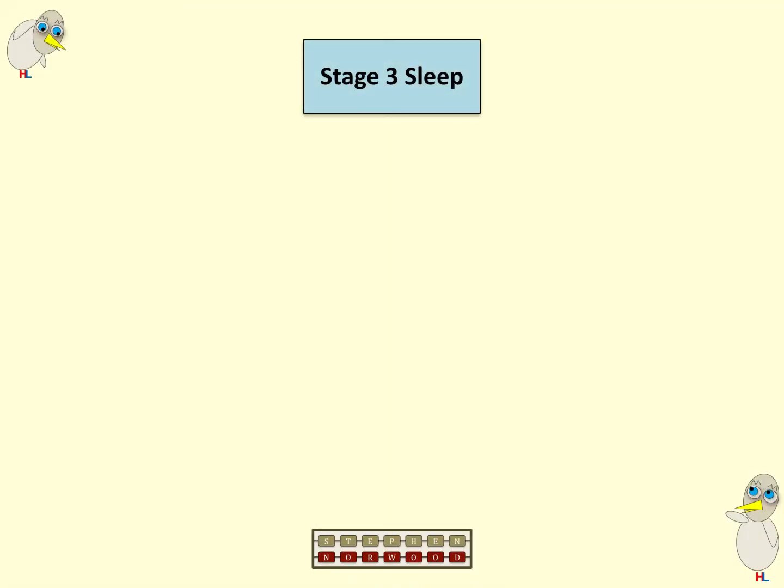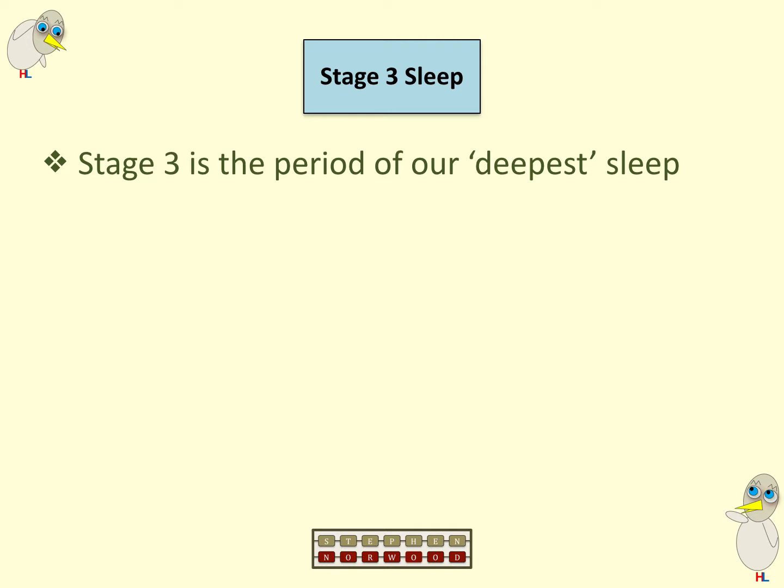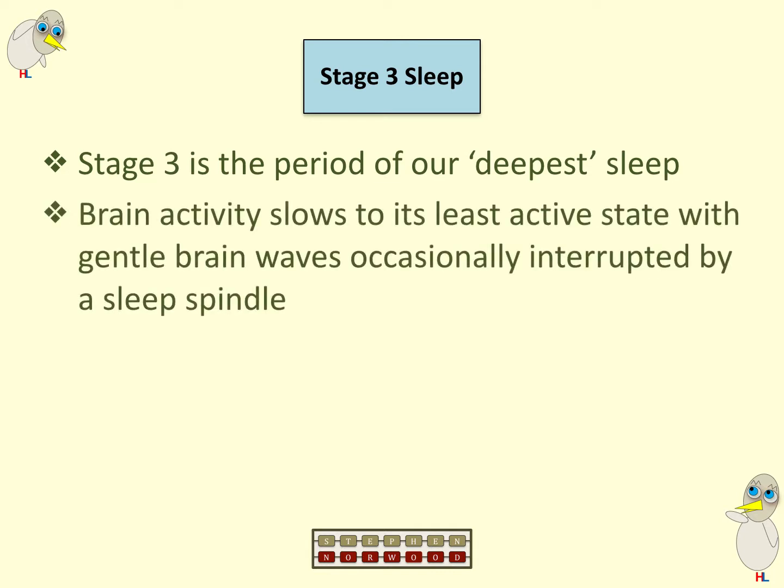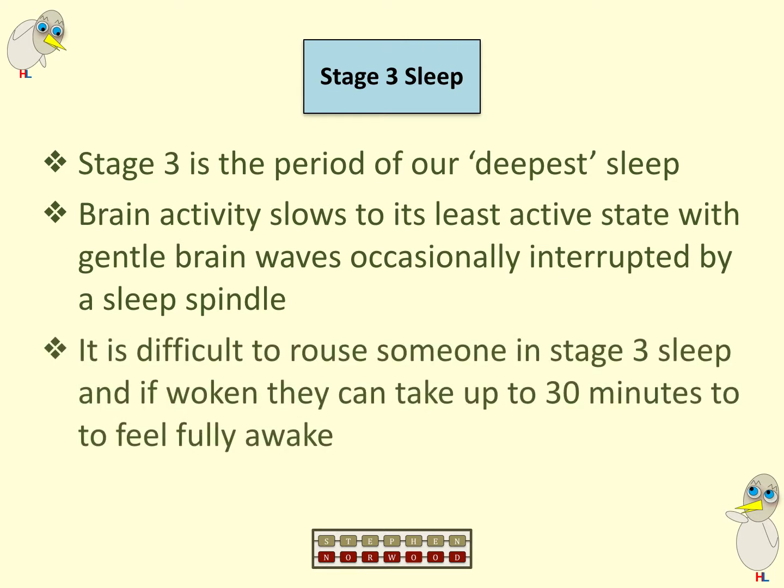Stage 3 sleep. Stage 3 is the period of our deepest sleep. Brain activity slows to its least active state, with gentle brain waves occasionally interrupted by a sleep spindle. It is difficult to rouse someone in stage 3 sleep, and if woken they can take up to 30 minutes to be fully awake.